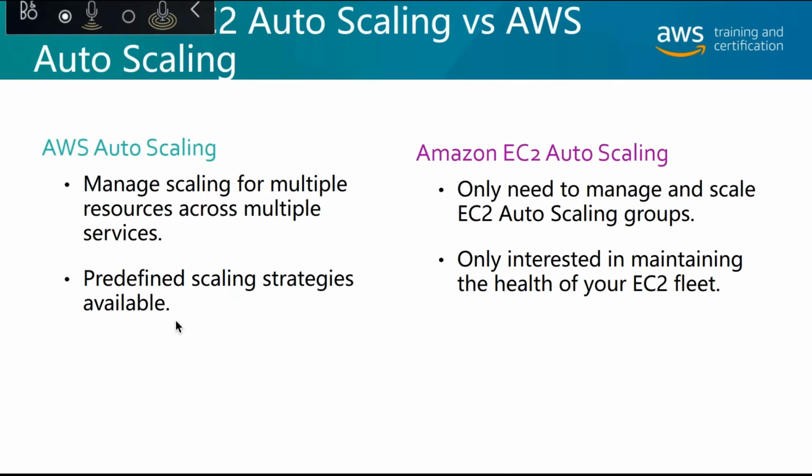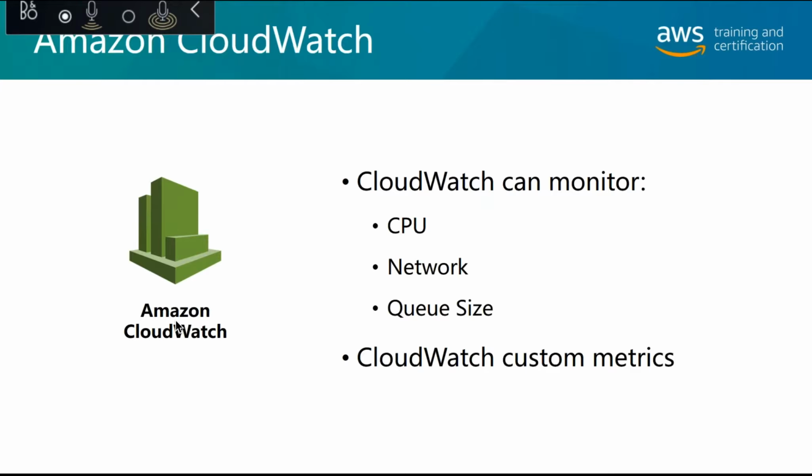Make sure you review that there's AWS Auto Scaling, and then there's EC2 Auto Scaling. With EC2, you could put them in an Auto Scaling group and scale your backend, right? With AWS Auto Scaling, you can manage scaling for multiple resources, and you can predefine your scaling strategy.